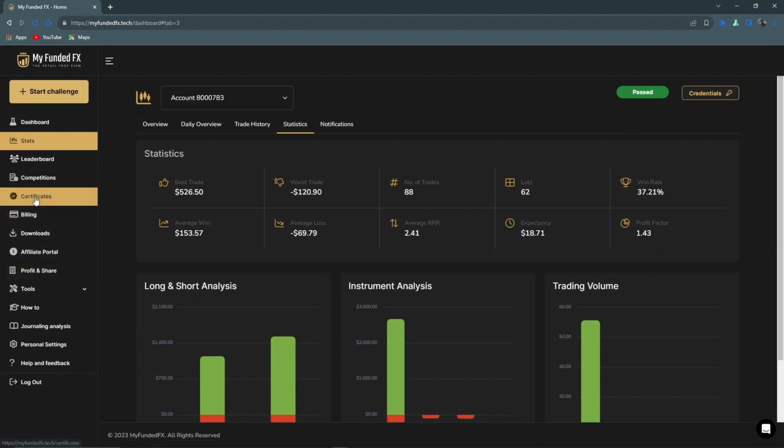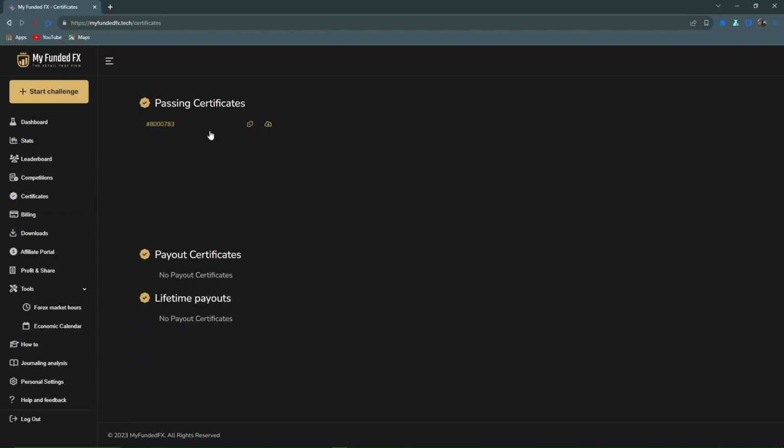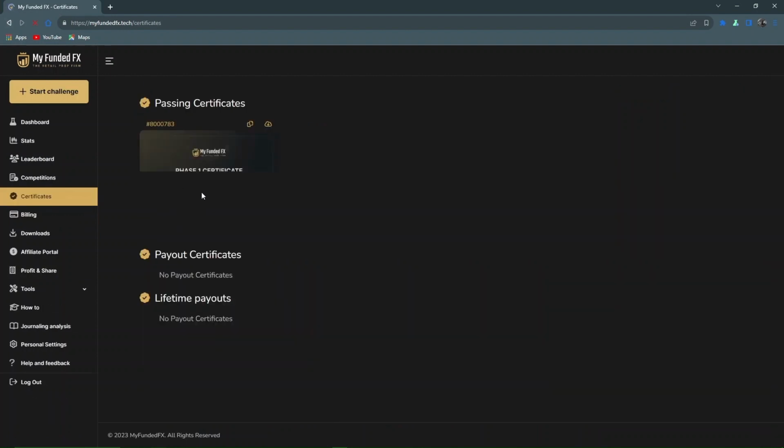Let me show you the certificate that I had. You can see the certificate loading right here. You can see the certificate. This is a certificate right here.